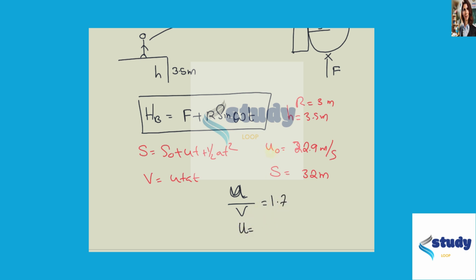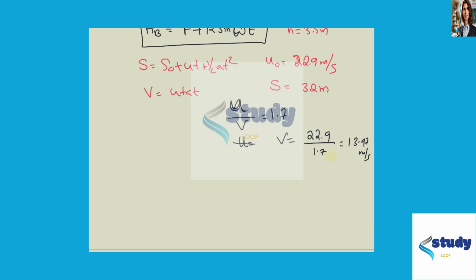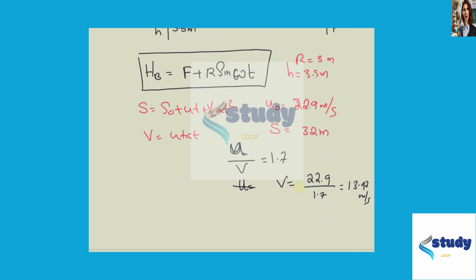So u is u0. v will be equal to u divided by 1.7, which is 22.9 divided by 1.7, equal to 13.47 meters per second. So that is something that we got. We got v, we got u, and we know the value of g, so we can find out t.